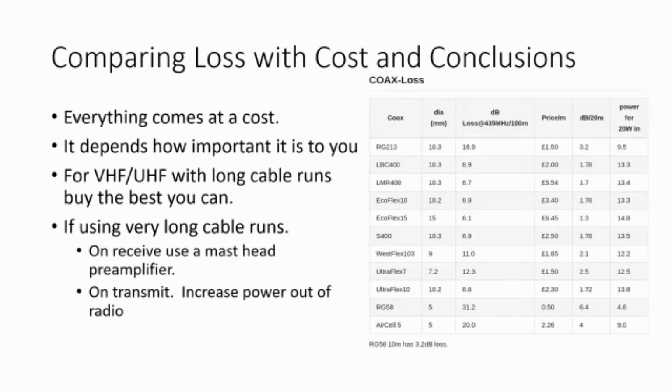So LMR 400, which is a popular cable, you're going from £1.50 a meter for RG213 up to £5.50 a meter for LMR 400 to get an extra 4 watts at the far end. So it's based on your cost and how much you're prepared to pay. Westflex comes in there as well, and the EcoFlex and the Ultraflexes that the likes of Martin Lynch and Nevada sell are in there as well.